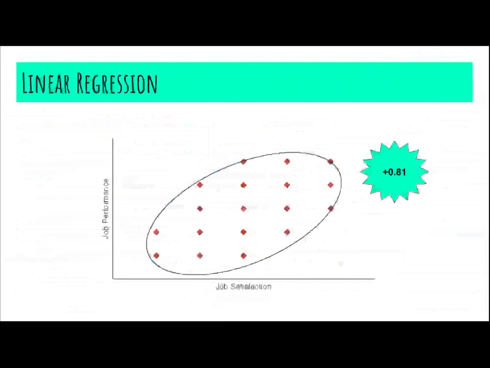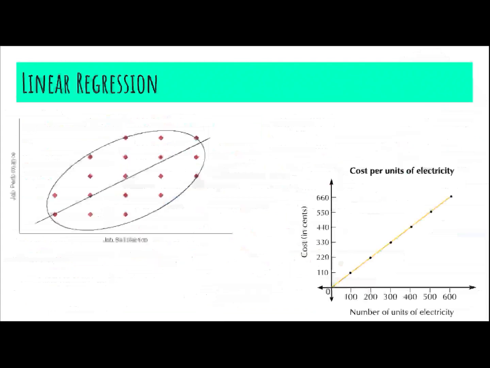We see that high job satisfaction is related to high job performance, and low job satisfaction is related to low job performance. But does the satisfaction result in their performance, or does their performance affect their satisfaction? That we don't know since it's a correlation. However, we can use a line to make predictions.